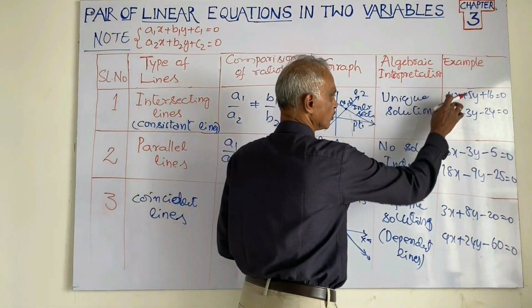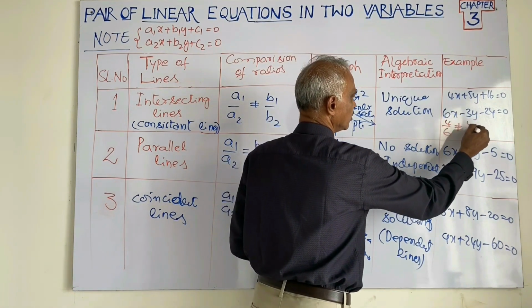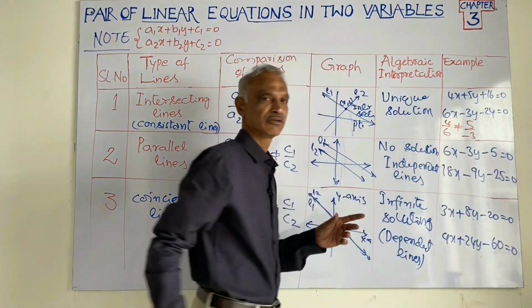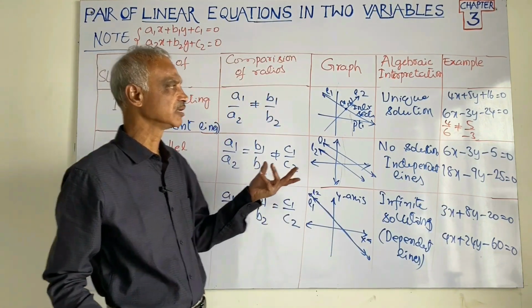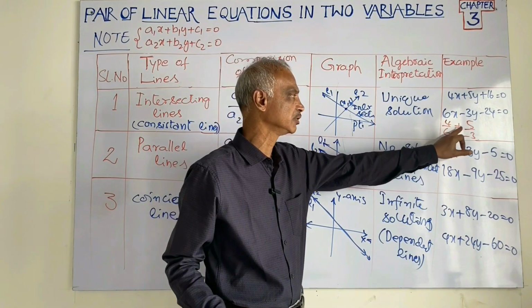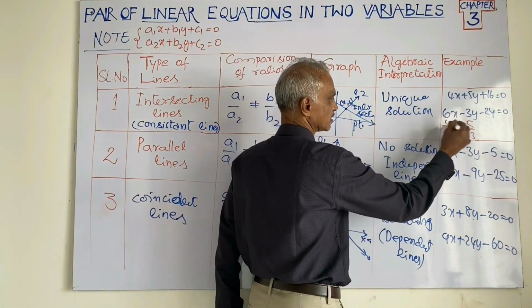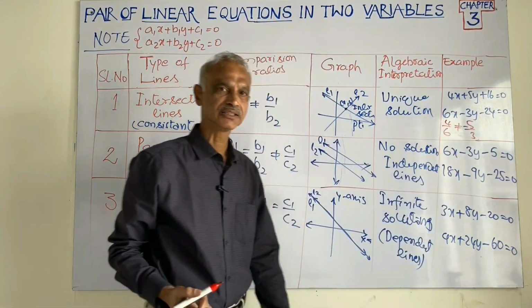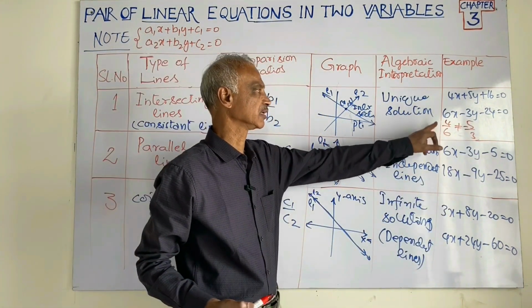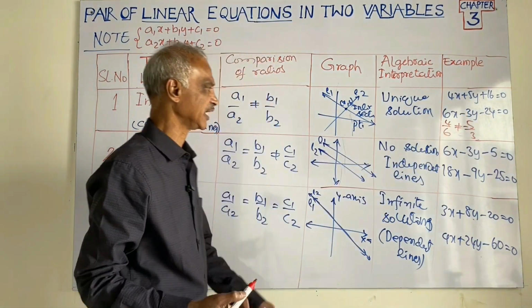Ratio of, you see, 4 by 6. 4 by 6 is not equal to 5 by minus 3. That is the ratio of the coefficients. They are not equal: a1 by a2 is not equal to b1 by b2. Means 4 by 6 is not equal to minus 5 by 3. Means 2 by 3 is not equal to minus 5 by 3, like that.